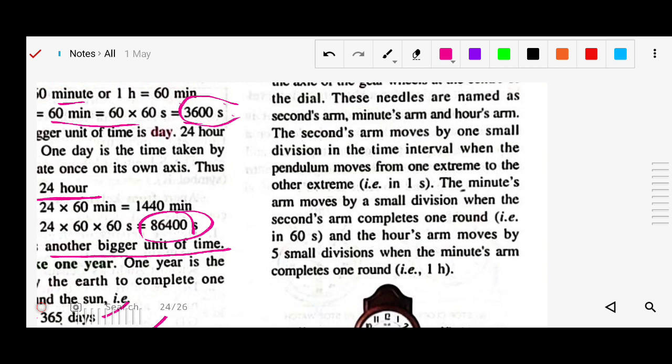As you can see, the minute hand moves a small division when the second hand completes one round, that is, 60 seconds. Likewise, the hour hand moves by 5 small divisions when the minute hand completes 1 rotation. So this is the basic architecture, and based on this principle, the pendulum clock works, right?